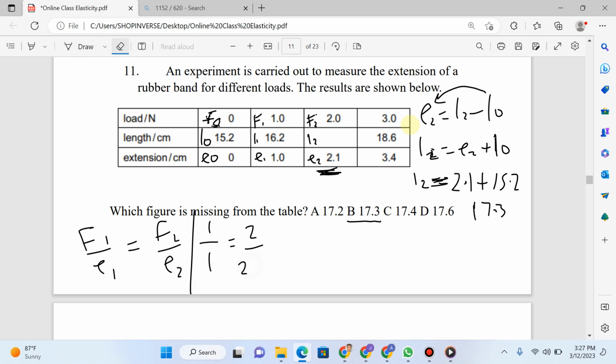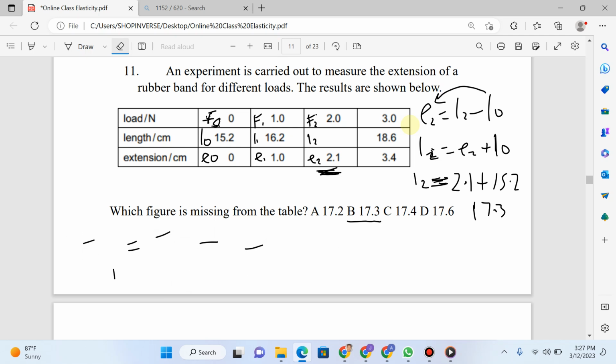If the elastic limit was not exceeded, this would be 2. But from this table, you can see that E2 is 2.1. So probably the limit of proportionality has been exceeded so early, or probably there are some errors and we don't want to have all of this. But the most accurate way is by using the relationship between extension and the length. So your length L2 is L naught plus the extension. That is the most appropriate way of solving this problem, and that is what we have done. That's all. So we move to the next question.